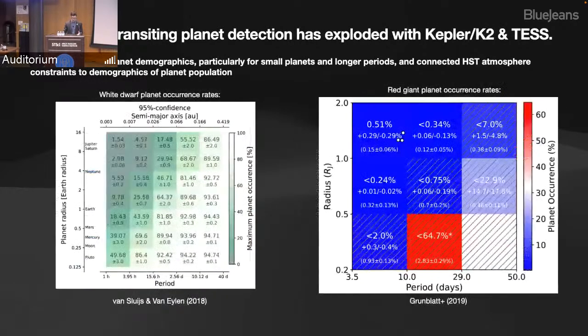From there, we then used K2 and TESS to extend that beyond the main sequence. And so here we're looking at some results about planet occurrence around white dwarfs as well as red giant stars. And one of the things that we were able to do is see these slight differences in planet occurrence, which provided new insight into how planetary systems evolve, and shockingly showed us that potentially planets can actually survive around white dwarfs or maybe even are reborn at these late stages of stellar evolution.